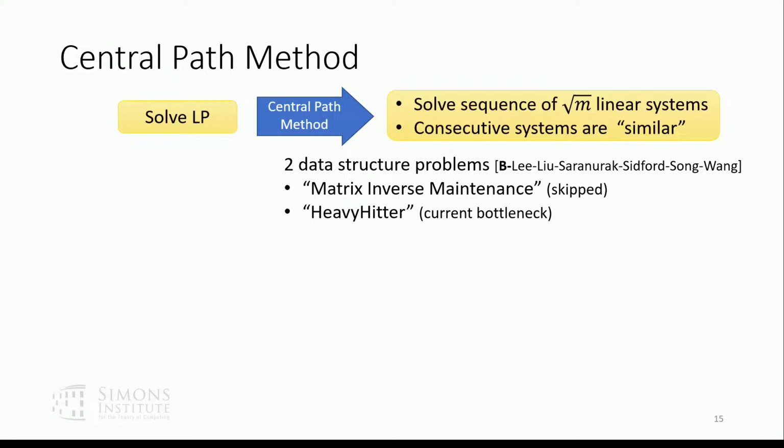One data structure problem is about matrix inversion. That's kind of algebraic. That doesn't really have anything to do with graphs. So I'm going to skip over that in this talk. What I want to focus on is something called the heavy hitter problem. So let me quickly outline what this problem is.